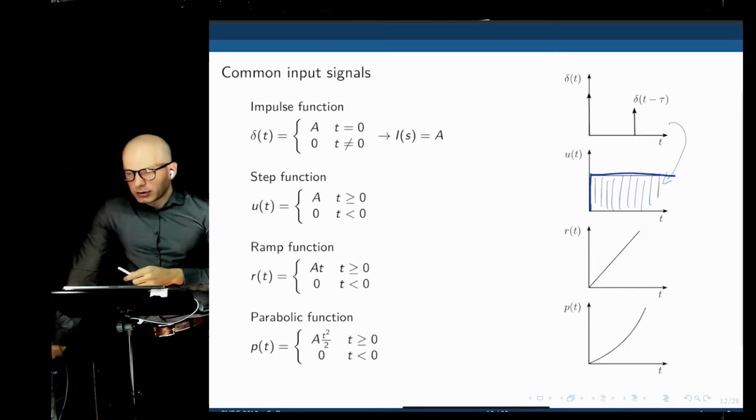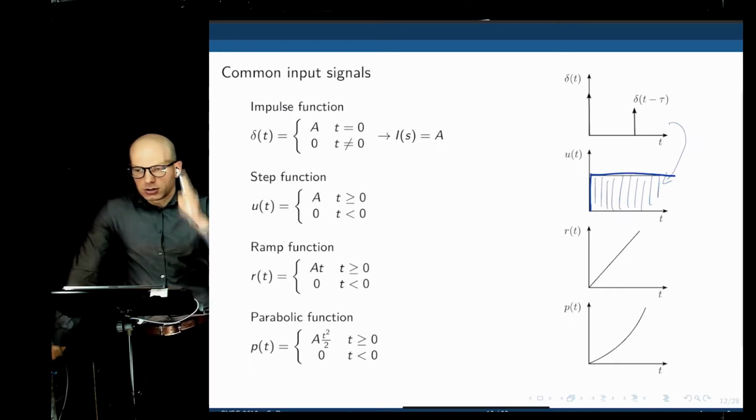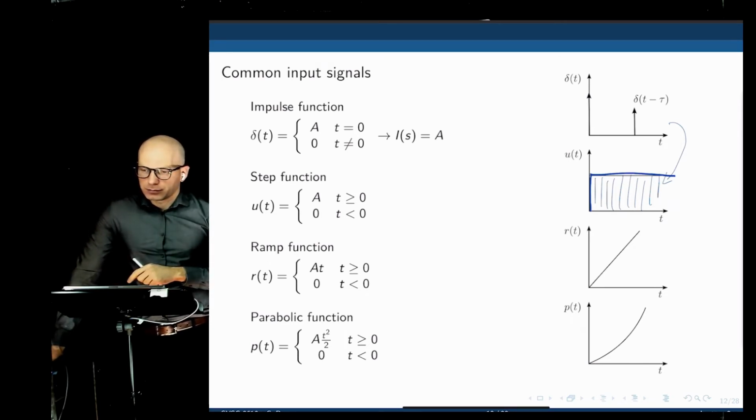And the next type of input that we could add to the system is a parabolic function. It's just now a force, for example, that increases non-linearly over time. We could also have sinusoidal waveforms, etc. But for now, let's concentrate on these forms. These are the types of inputs that we can apply to our systems.